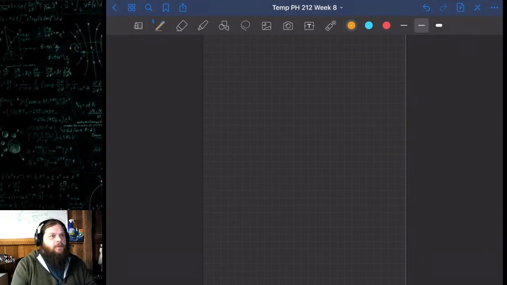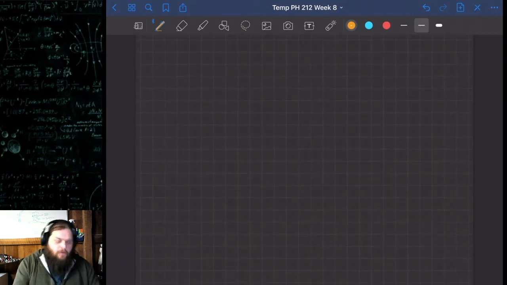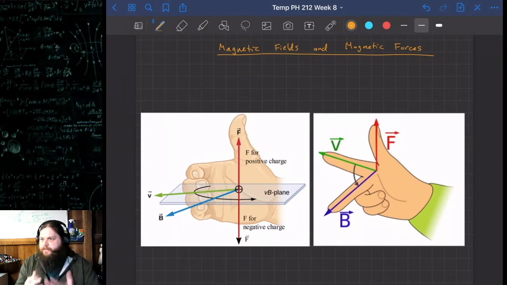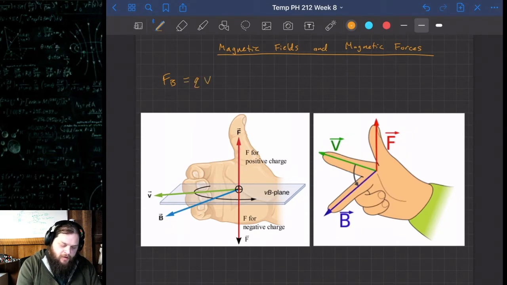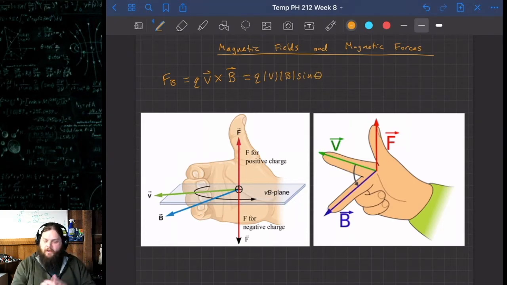And let's get started talking about magnetic forces. So we can define the idea of this magnetic force with, I should start by saying, any charged particle that's flying through a magnetic field will have a magnetic force acted upon it. And we can find out the magnitude and direction of that force using the equation F_B is equal to the charge of that particle times the cross product of the velocity and the magnetic field, which is going to be equal to, just to find its magnitude, Q, magnitude of V, magnitude of B, sine of theta. And in this case, theta is going to be the angle between the velocity vector and the magnetic field vector.